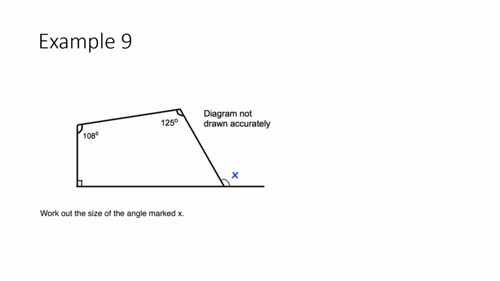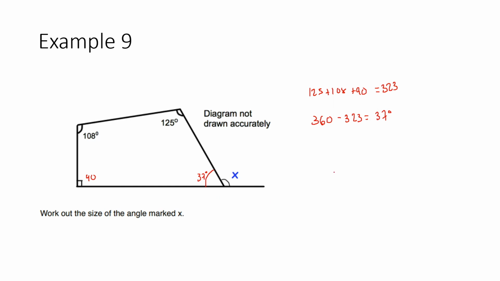So we are given 3 angles inside our quadrilateral. So we have 125, we have 108, and then remember that this one here is a right angle, so it's 90 degrees. So when added 125, 108, and 90, we get a value of 323 degrees. And a quadrilateral adds up to 360, so we subtract 323 from 360, and we get an answer of 37 degrees. So this angle here is equal to 37 degrees.